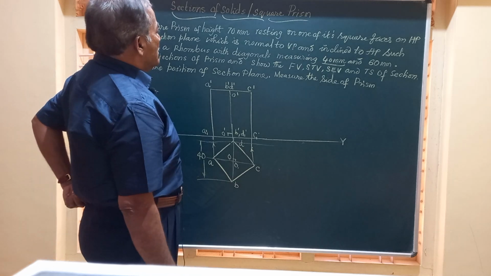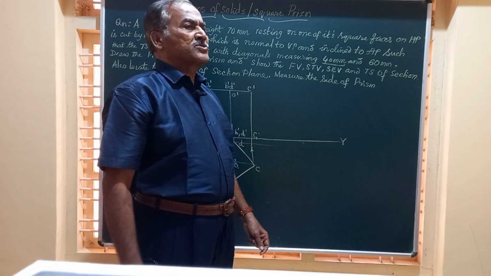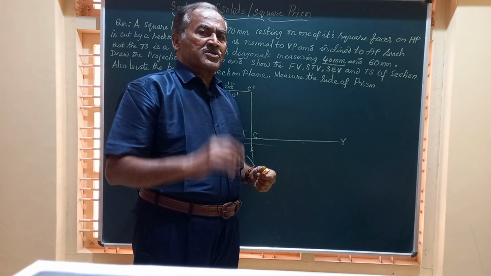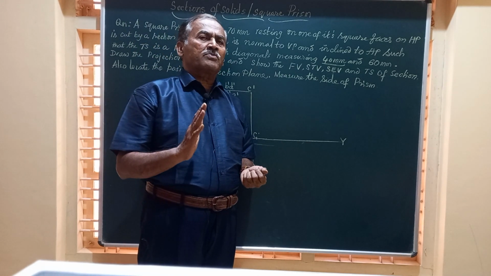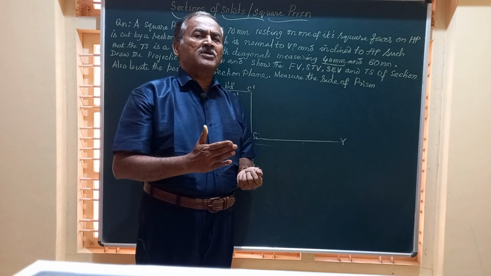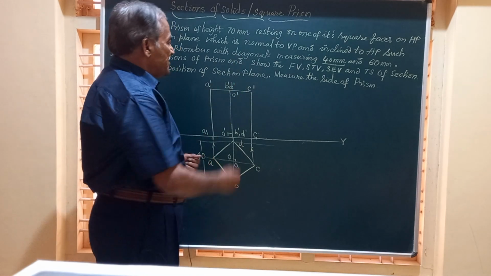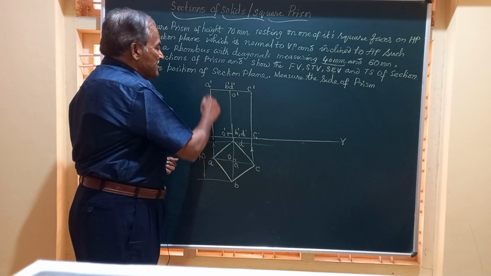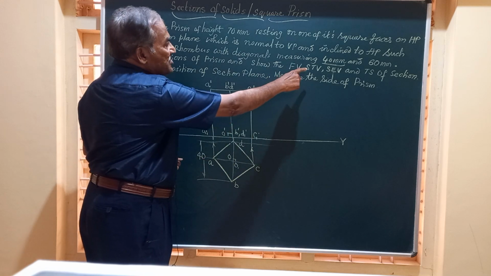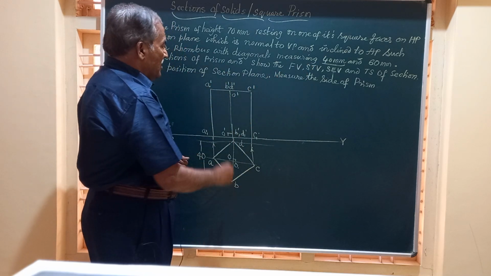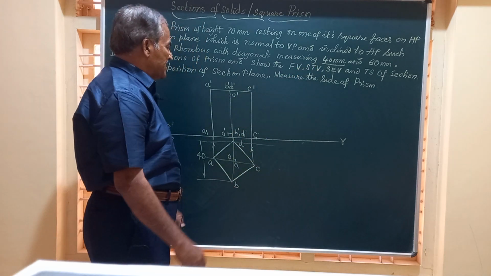And now he says it is cut by a section plane such that the true shape is going to be a rhombus of 40 by 60. Friends, to get the rhombus, the section plane here should necessarily be an inclined section plane which is perpendicular to VP. So friends, when it is cutting all the four vertical edges at an angle, the line BD will have a dimension of 40 mm in the true shape, and the other one is going to be 60. So how to obtain this, friends?